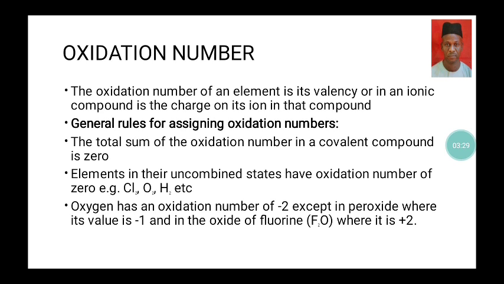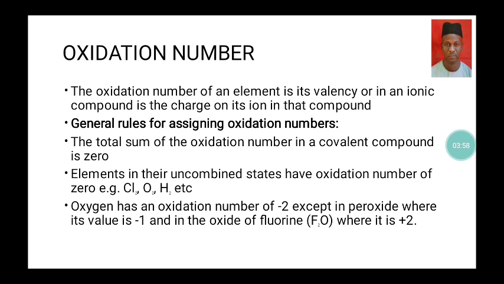Oxygen has an oxidation number of -2, except in peroxide, where its value is -1. Generally, oxygen is an electronegative element, and it needs 2 electrons to complete the octet configuration, so it has an oxidation state of -2 generally, except in peroxide, where such oxidation state is -1.